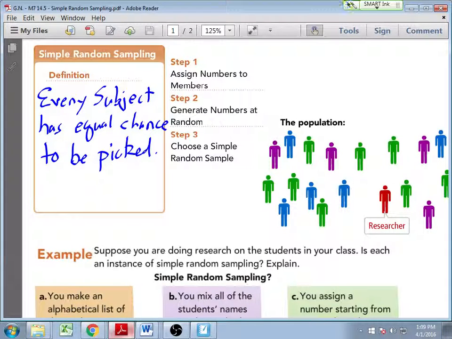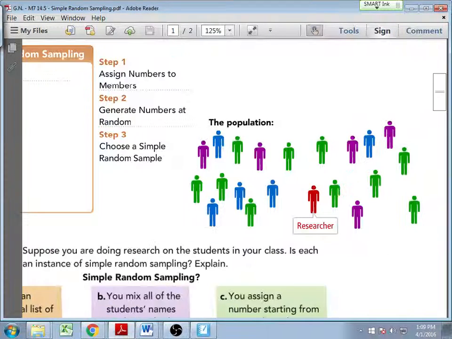Somebody tell me how many people we end up with in the group. How many people are in our population? Do not count the researcher. The researcher's not part of the population. The researcher is the person collecting the data. So if I was doing the survey, I would be the researcher. I would not choose myself to survey. You should get 20 if you don't count the researcher.